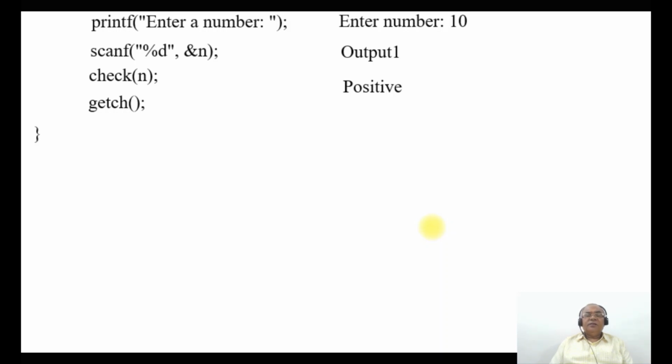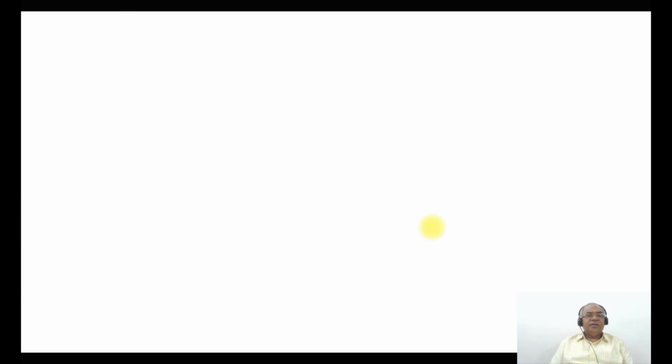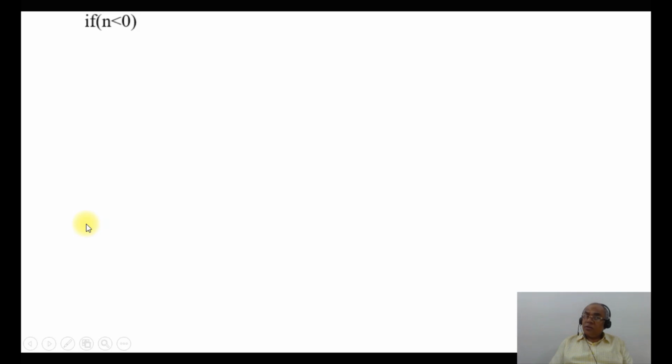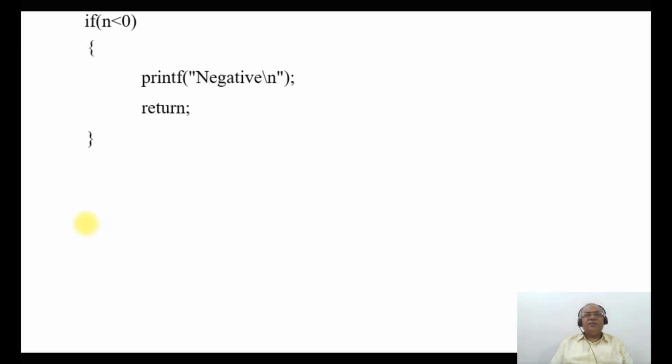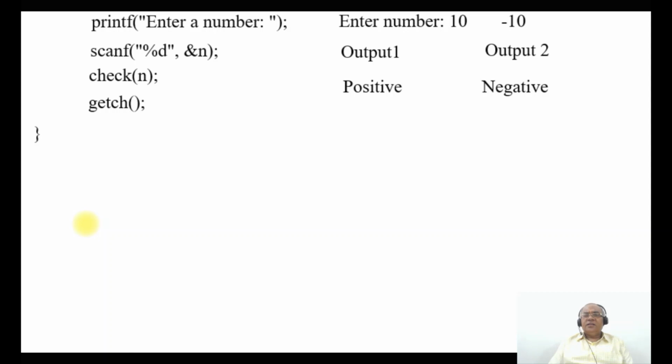Suppose you enter the number as -10, then what happens? First, if n is greater than 0: is -10 greater than 0? No, it won't execute this block. Then it comes to if n is less than 0: yes, -10 is less than 0, so printf the negative number and return to the main function. So that is what we get in the output as negative here.